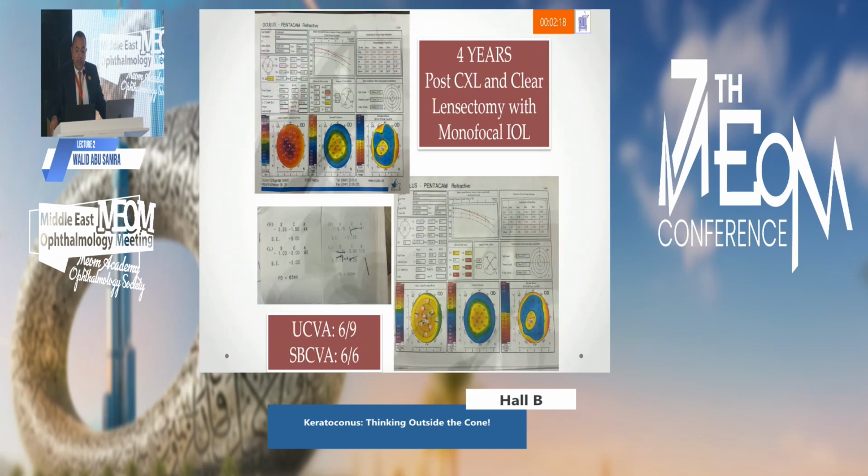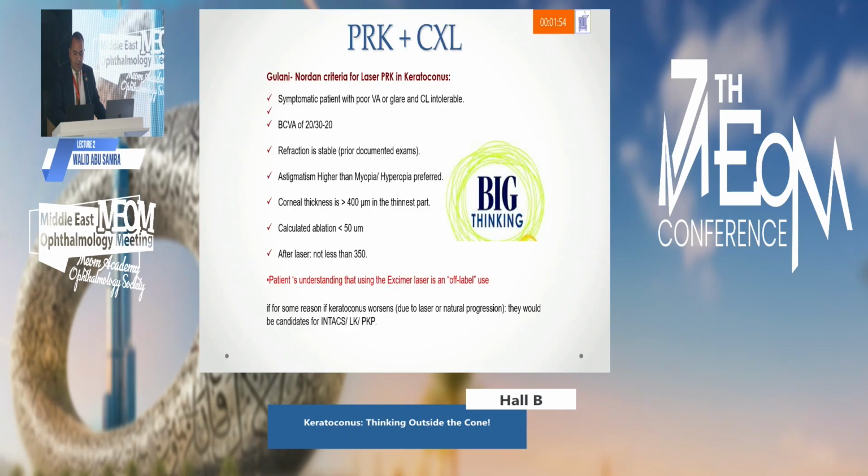And this is a case 4 years post cross-linking with clear lensectomy with a monofocal IOL. And it was very surprising when the patient came to my clinic for the second procedure. The patient was very, very satisfied without PRK due to marked flattening of the cone after the cross-linking. And that, combined with clear lensectomy, left the patient very satisfied, not needing any further procedure.